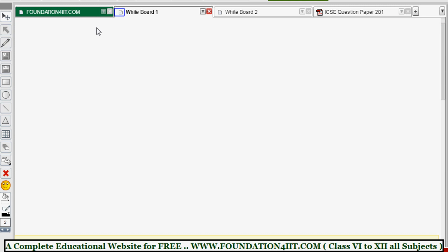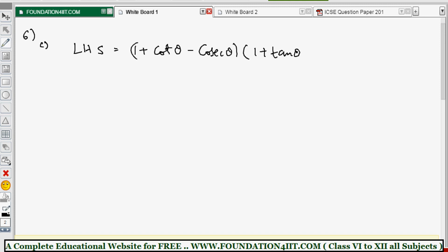LHS is given: (1 + cot θ − cosec θ)(1 + tan θ + sec θ). So you can do it in different methods.